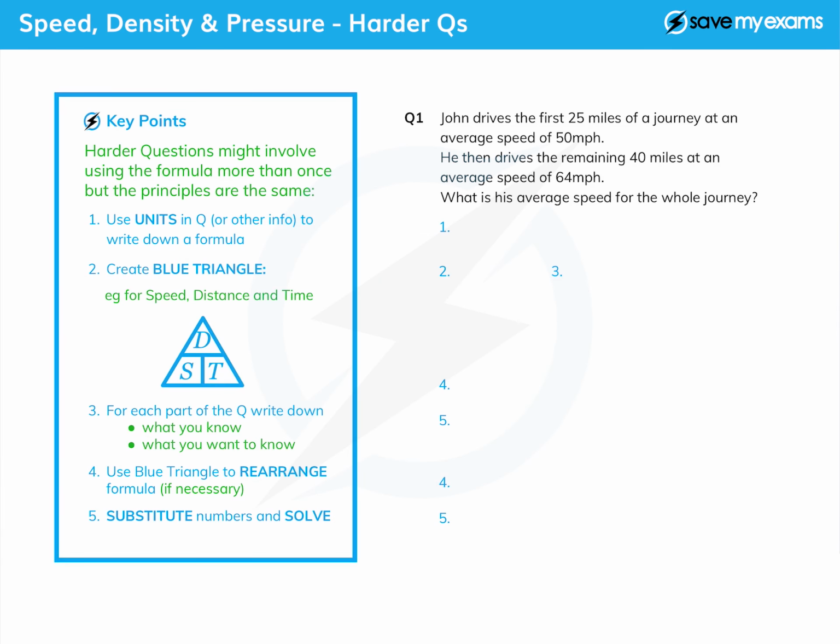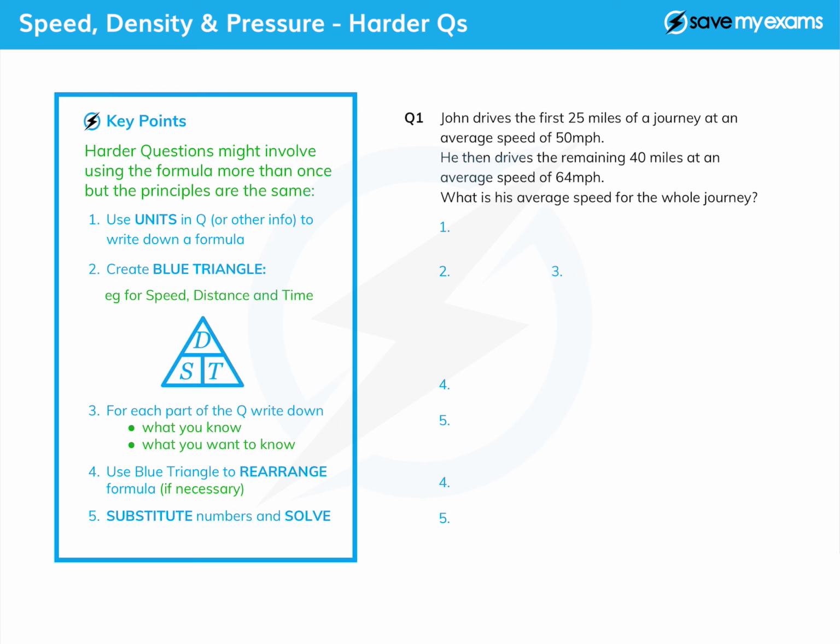So here we're going to look at harder questions involving speed, density, perhaps pressure, any relationship of the form which can be put into one of these blue triangles. Now, I hope you've watched the tutorial on the easier questions because in fact these key points here are the same. Harder questions, however, might involve using the formula more than once, but the principles, as I say, are the same. So we're going to dive straight in with the questions.